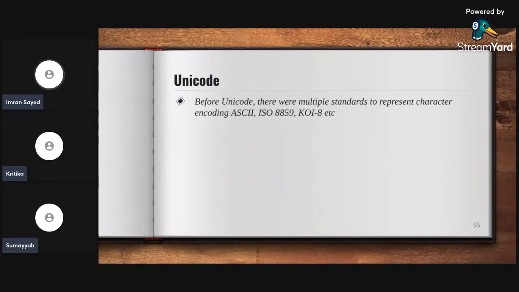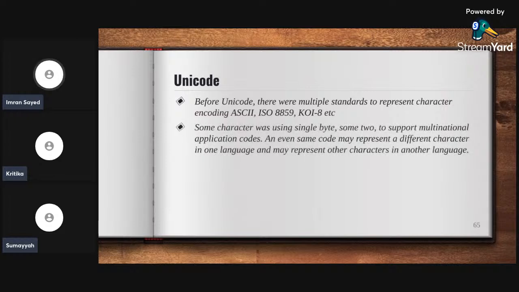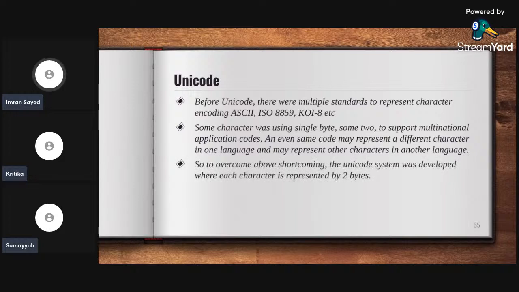Before Unicode, there were multiple standards to represent character encoding. ASCII, American Standard Code of something like that, I don't remember the exact full form of this. ISO, KOI, etc. Some characters were using a single byte, some two, to support multinational application codes, and even the same code may represent a different character in one language and other characters in another language. So to overcome the above shortcomings, the Unicode system was developed.